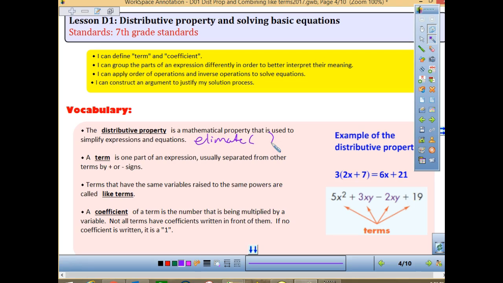It distributes, just like I just distributed out your workbooks, right? I went down each row, handed those out. We're eliminating those parentheses. I'm just getting things out to you, right?